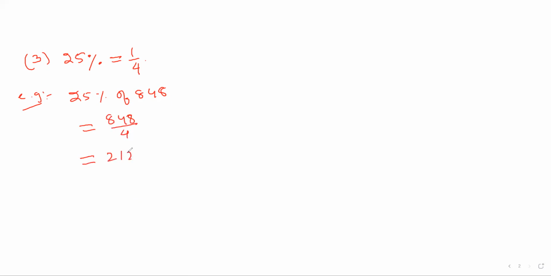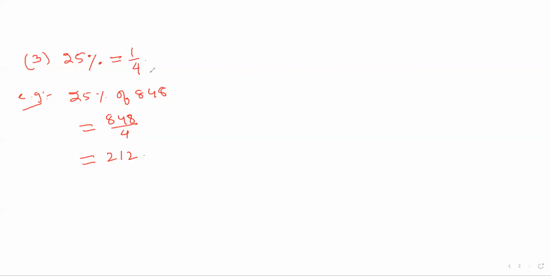Let's see the basics. 25% means 1 by 4. In the exam, let's say 25% of 848. That means divide 848 by 4. So that will be 212.